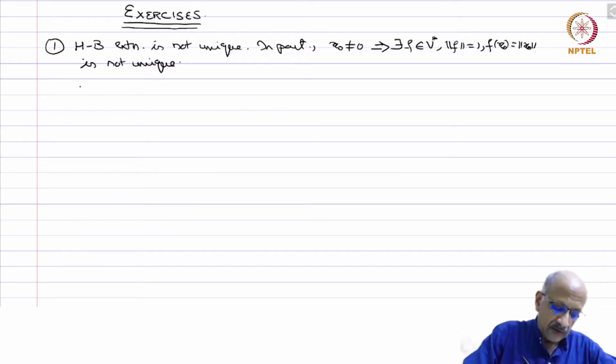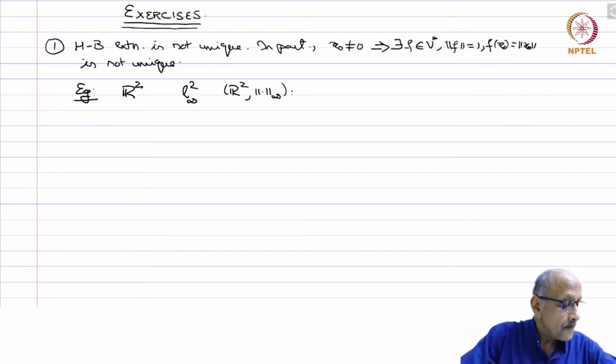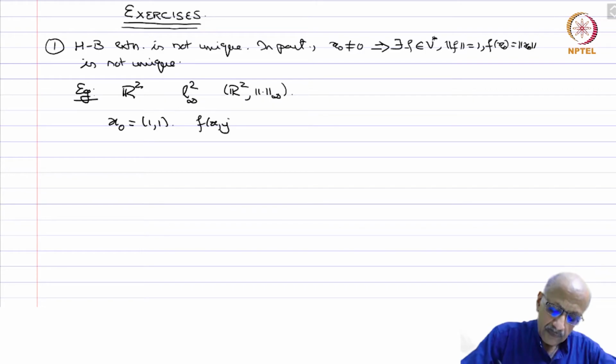So let us give an example. Let us take R2 with the L infinity norm. So this is R2 with the norm infinity. And let us take x naught equals (1, 1), and let us take f of (x, y) equal to x and g of (x, y) equal to y.